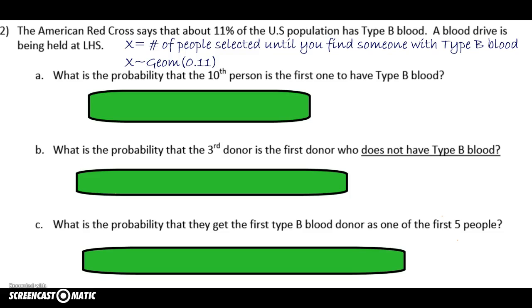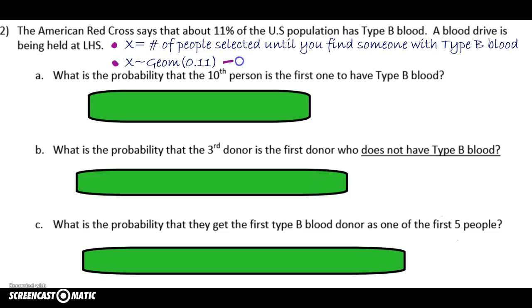So the first one says the American Red Cross says that about 11% of the U.S. population has type B blood. A blood drive is being held at LHS. So although I don't ask you for it at the beginning, let's first define our random variable. So our variable in this case is going to be X, and this is going to be the number of people selected until we find someone with type B blood.